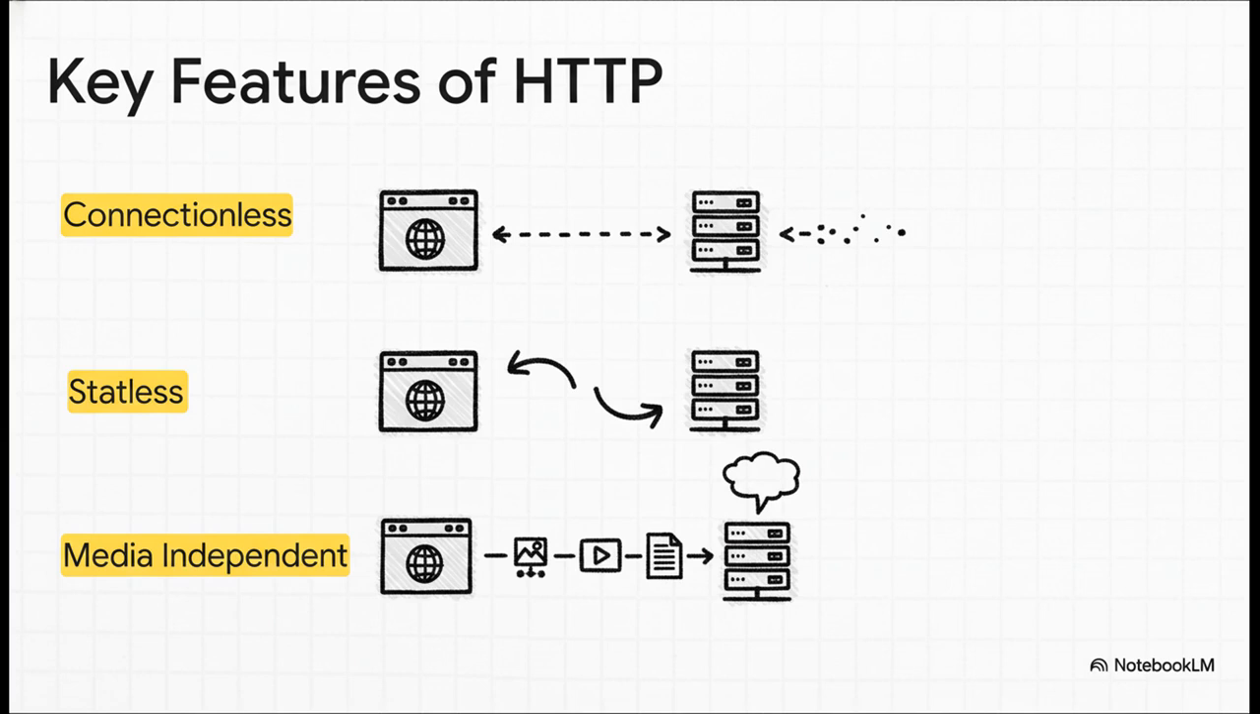Now, three key features make HTTP incredibly efficient. It's connectionless, which means the connection gets dropped after each transaction, saving a ton of resources. And it's stateless, which is absolutely crucial. This means the server has no memory of your past visits. Every single request is treated as brand new. It's kind of like talking to someone with short-term memory loss. It's super efficient, but you have to reintroduce yourself every time. This design is what allows the web to handle billions of requests without getting totally bogged down.